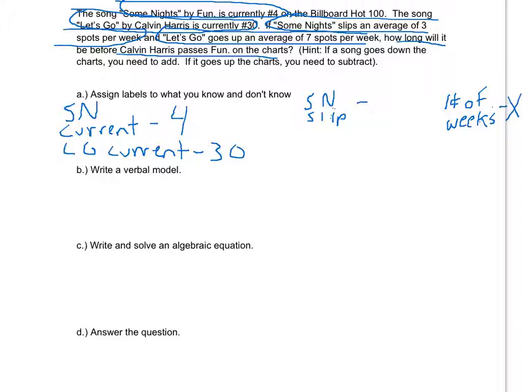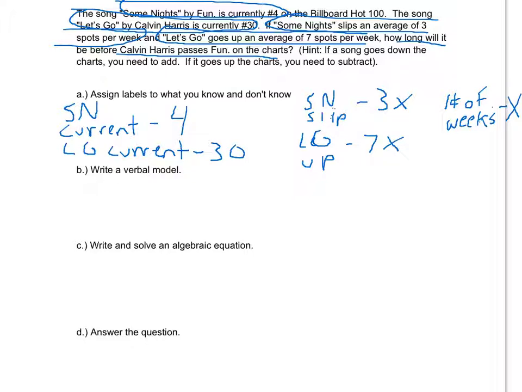So Some Nights slips 3 spots per week. That's 3 times x. And Let's Go goes up 7 spots per week. That's 7 spots times the number of weeks, 7x.